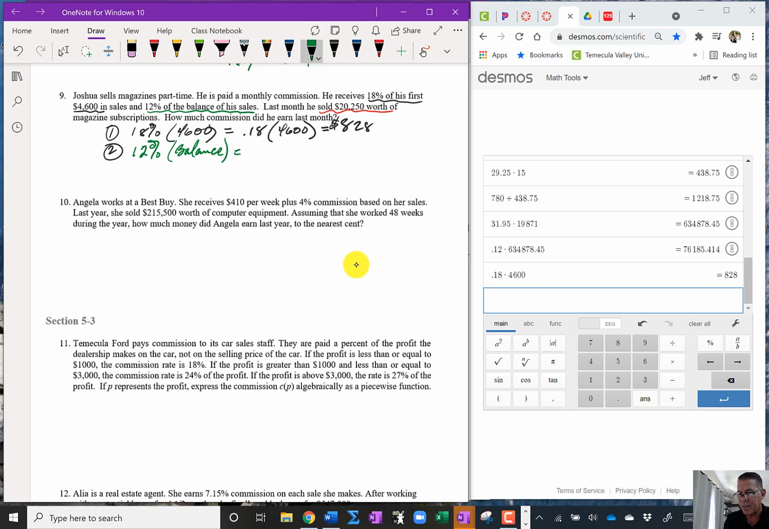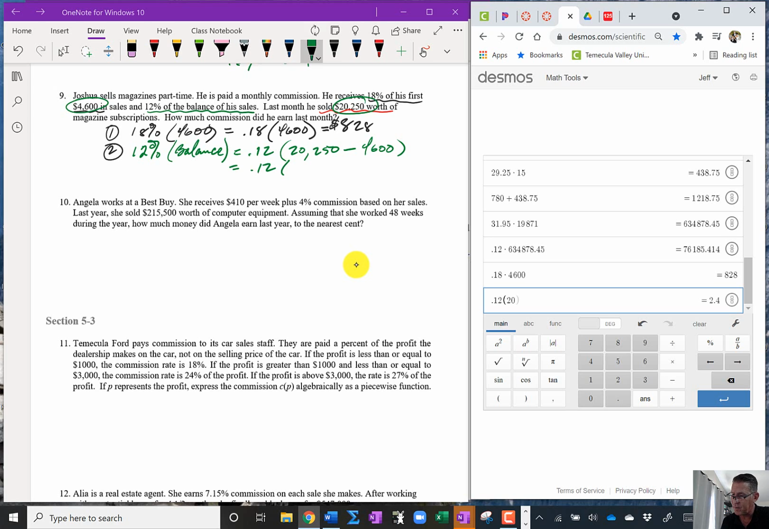So let's type this in. Let's take 12% and multiply it by the balance, which is 20,250 minus the 4,600. All right, and notice we get 1878. So this right here is 1878. I didn't step it out. I just did it all on Desmos right here. So this is 1878 here.